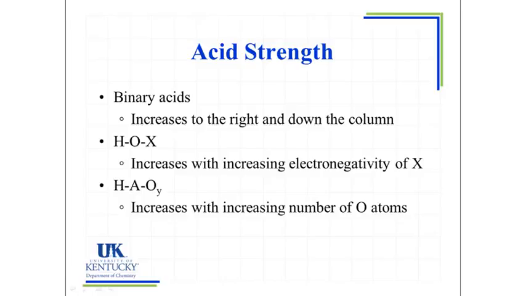So let's summarize what we know about acid strength. For binary acids, those with just two elements, regardless of how many atoms there are, we see acid strength increases as we go to the right and down the column. For our oxyacids, we have two trends to look at. We have HOX, where we have the same number of oxygens in each, but the identity of X changes, and acid strength increases with the increasing electronegativity of X. Typically, we're looking at this with the halogens, although we can do it with other elements as well. And then we can look at what happens as we increase the number of oxygen atoms. So we have HXOY, where Y is increasing. And as Y gets bigger, our acid strength also increases.